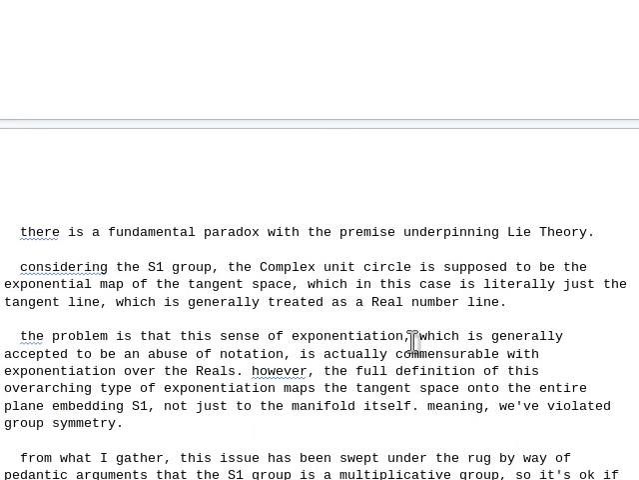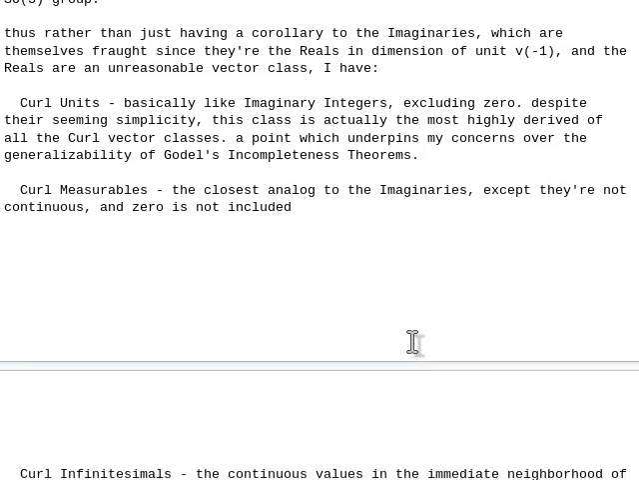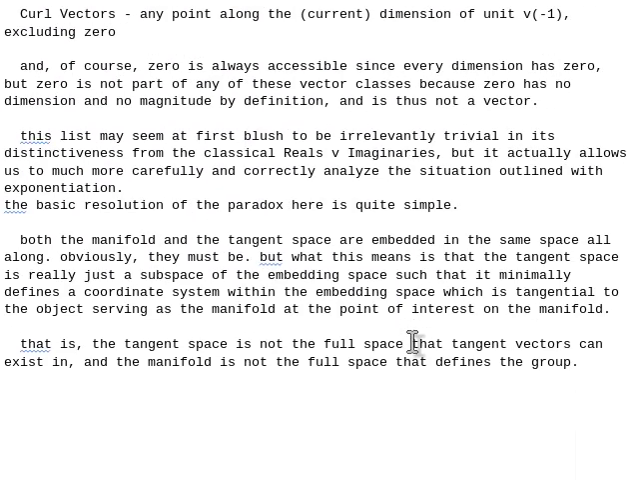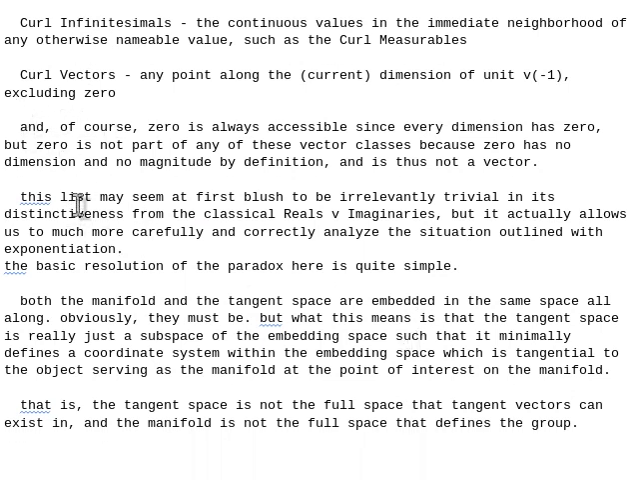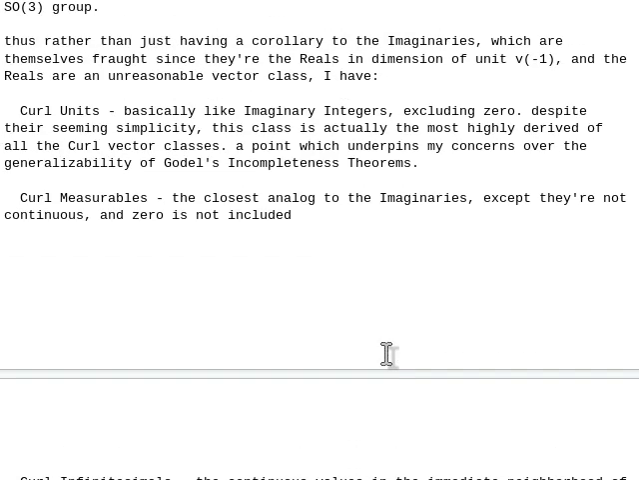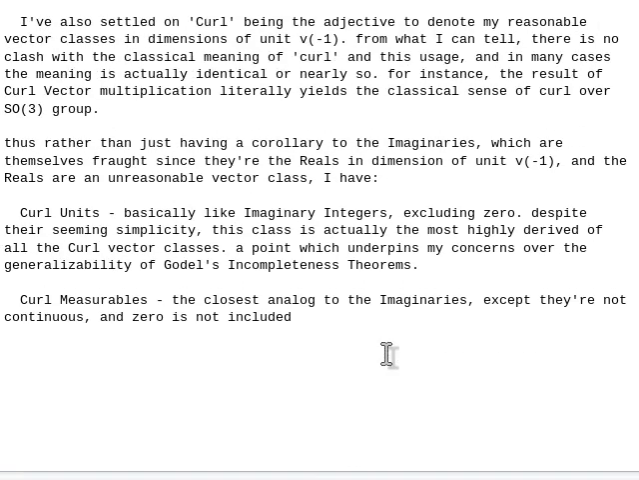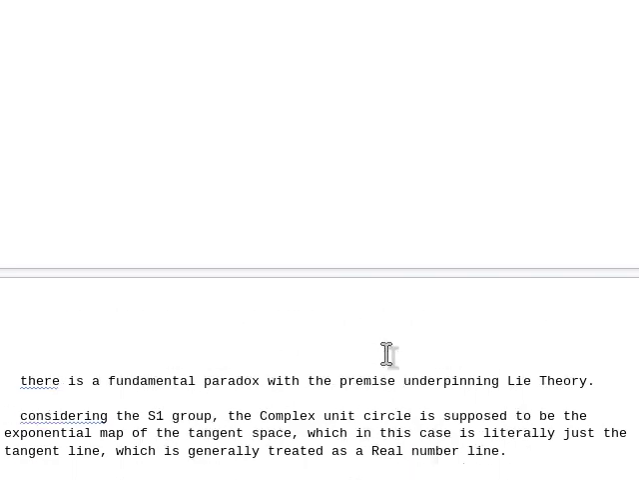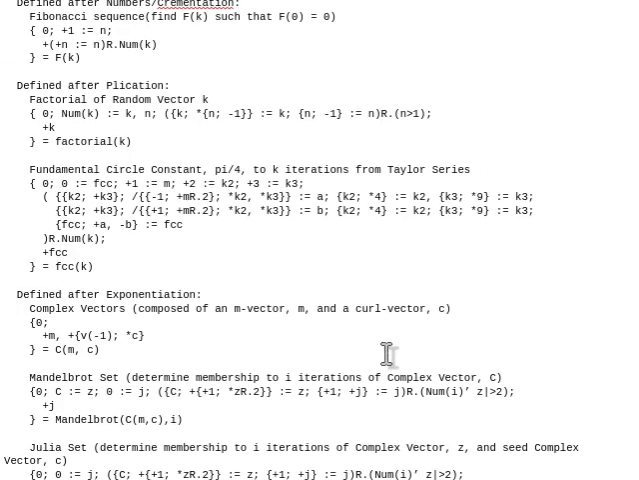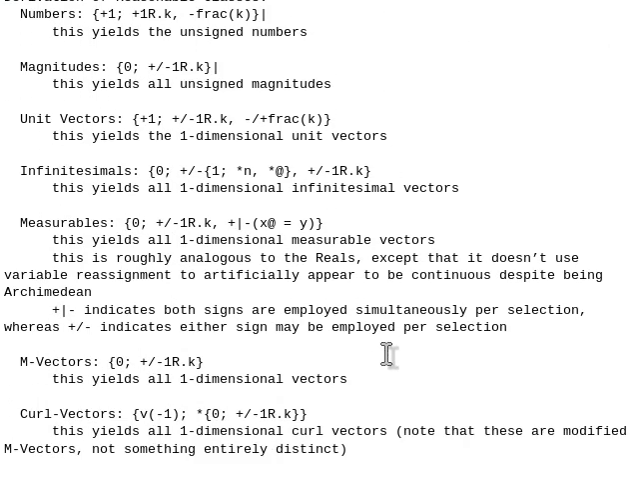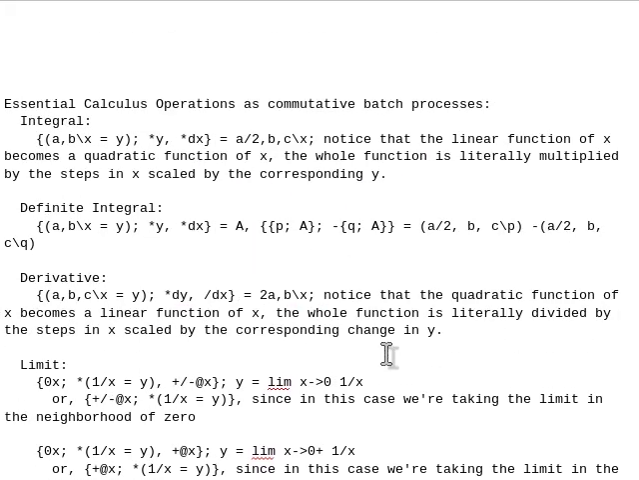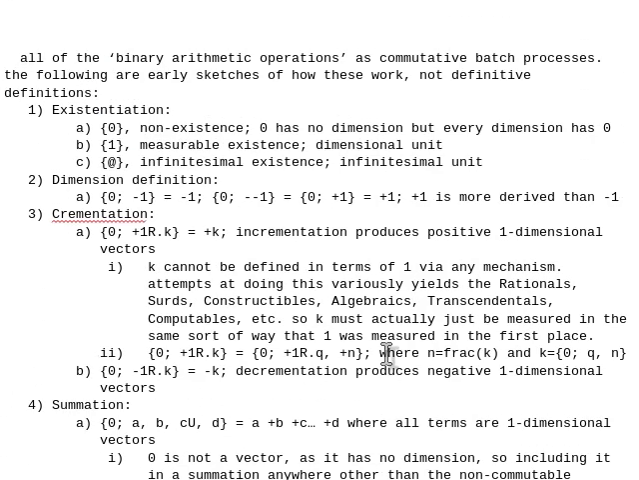And then old stuff. Yeah, so there's curl infinitesimals, curl vectors, etc. All that. Curl measurables, curl units. Yep, that's pretty much where we're at right now. As you can see, I'm still editing even as I'm talking about it. So it continues to be a work in progress. But some interesting results.